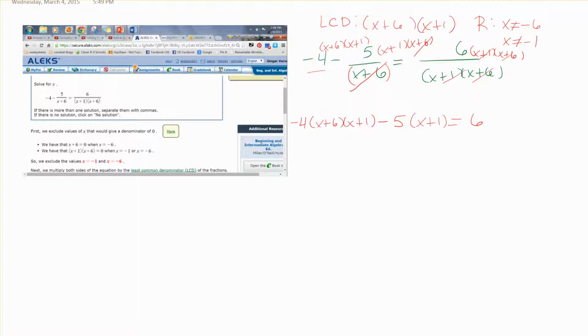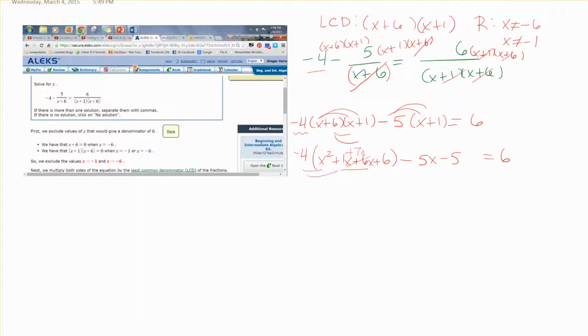Before you distribute this negative 4, you've got to FOIL out the groups. So bring down negative 4. x times x is x squared, plus 1x, plus 6x, plus 6 times 1 is 6. Here I'm going to distribute negative 5 into the group: negative 5x minus 5 equals 6. Inside of this group, 1x and 6x makes a positive 7x when you add like terms.